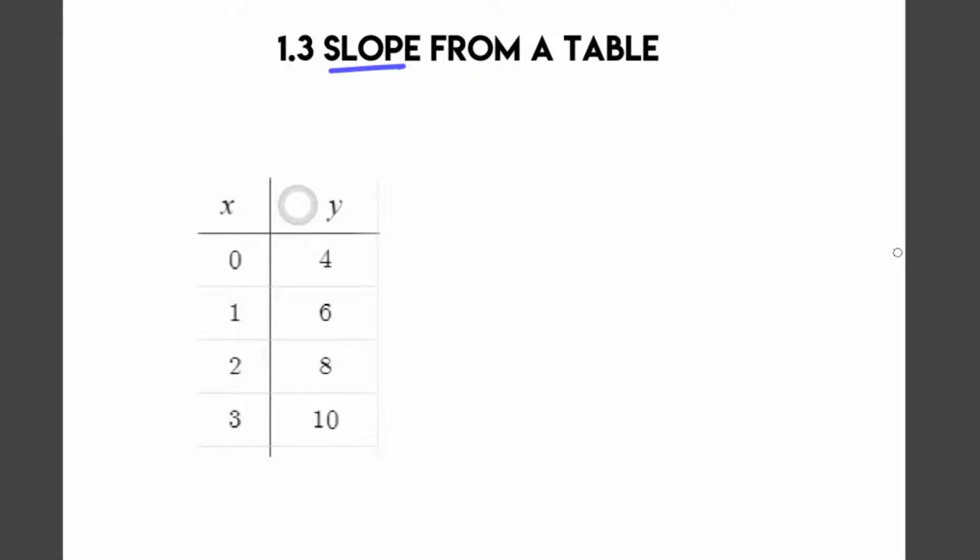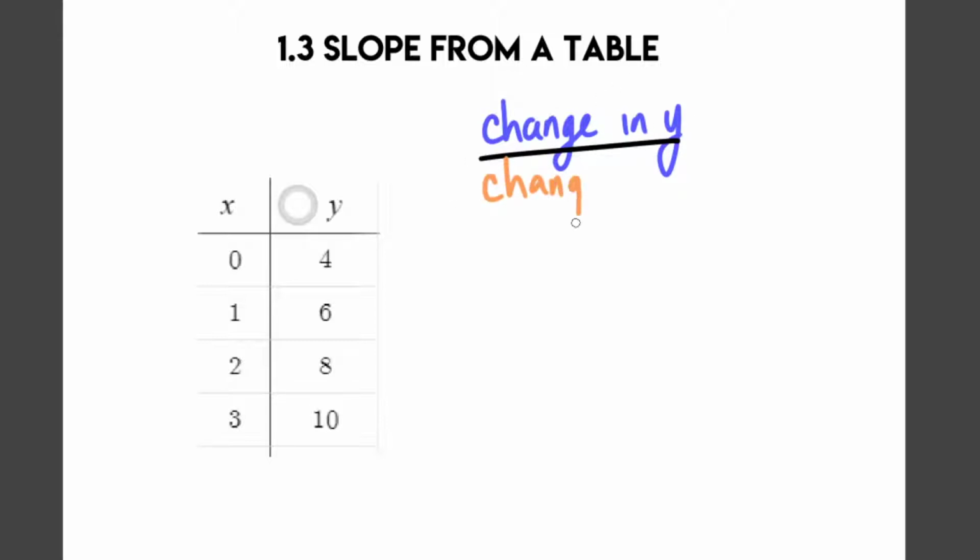So we've been getting slope from a graph so far, and today we're going to be looking at how to get it from a table. First things first, our slope is still going to be found by finding the change in y over the change in x. Now, beforehand, we had done an example where I had given you guys 2 points like 0, 0, and 1, 2.